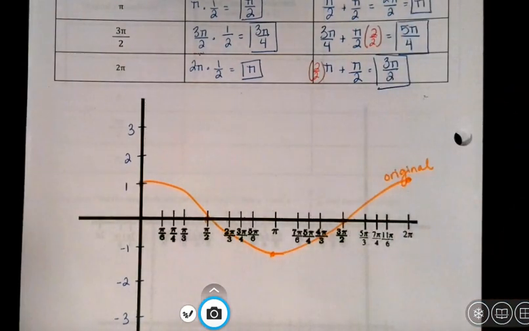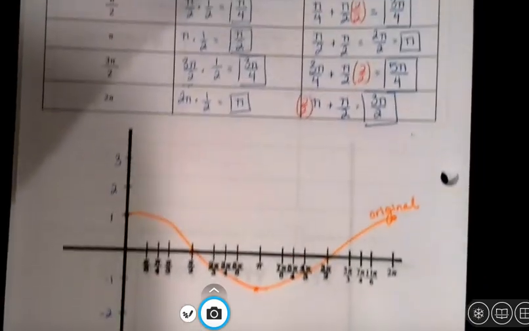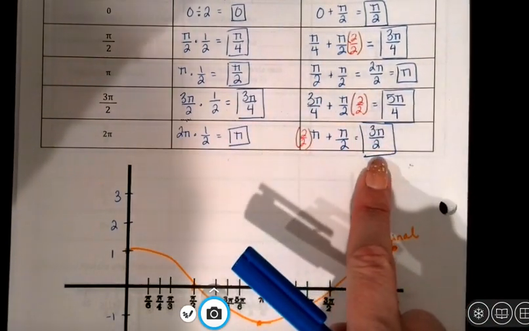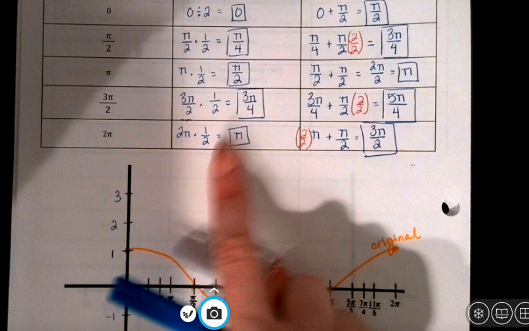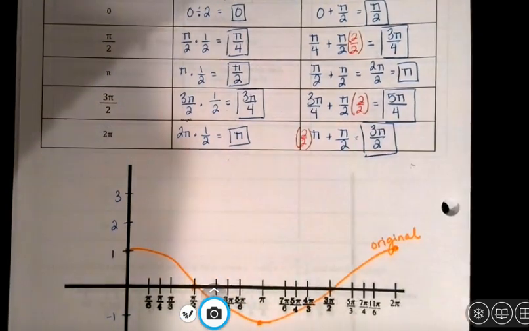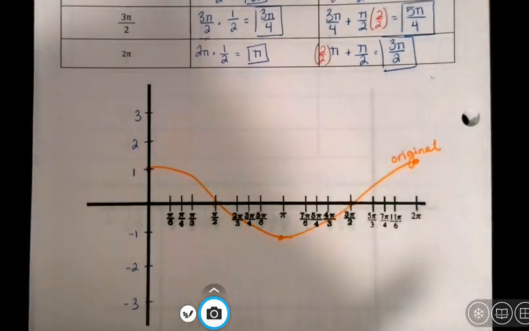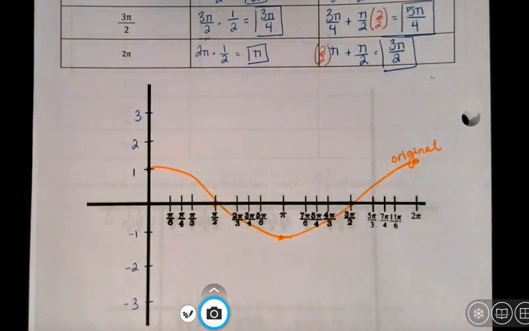So I have my original curve, and now I want to take all of my x values and I want to shift them to all of these x values, because these x values are taking into account the period change and the phase shift. So let's start with that. It's going to be really hard because you can't see the top of my paper, but hopefully you have it on yours. And then I'll just scoot it every time.